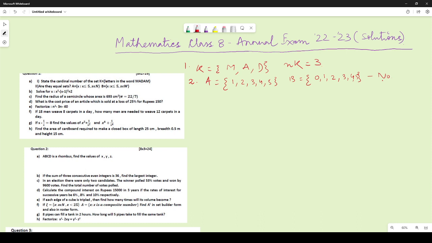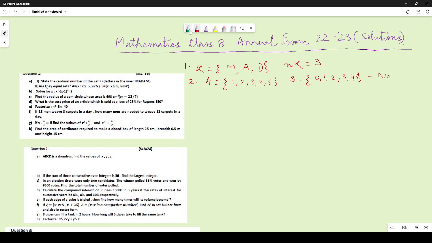You have to mention this. मैंने देखा कुछ पेपर में बच्चों ने सिर्फ a is equal to इतना, b is equal to इतना लिख दिया, but they have not written whether it is equal or not. So they will not get marks for it, okay? Because the question is, are they equal sets? You have to answer this.